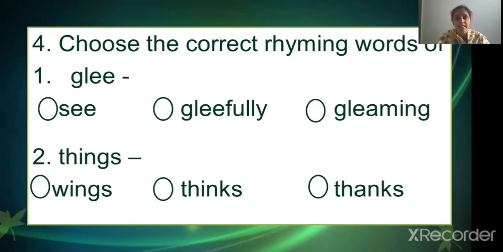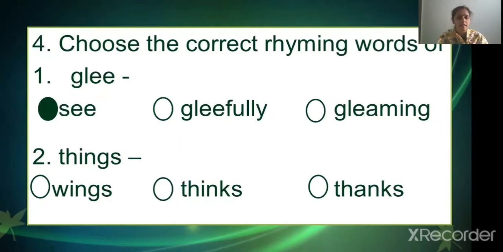Let's move ahead. The next question would be choose the correct rhyming words of the words given. Rhyming words means words that sound the same. So the rhyming word for glee would be see, gleefully, gleaming. The ending sound of the words has to be the same. Those words are called rhyming words, right? So what will be the rhyming word for glee? Exactly, the rhyming word of glee is see.